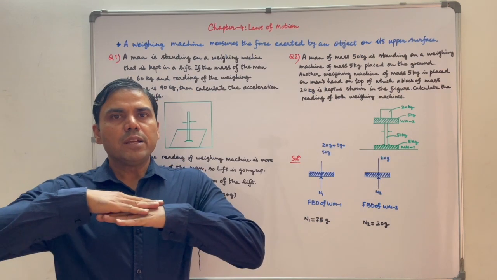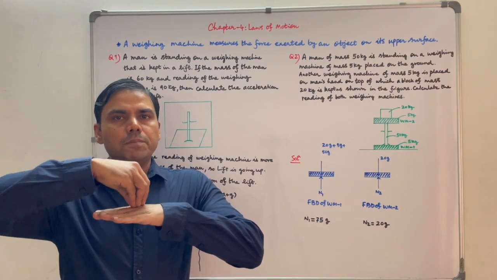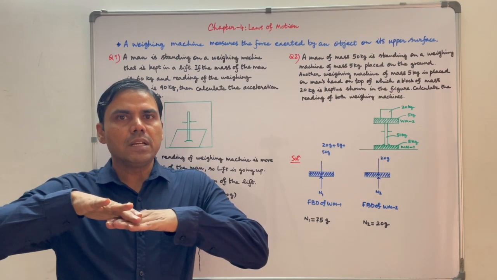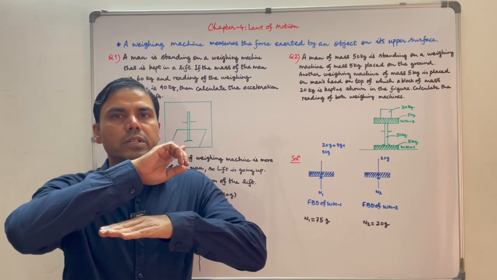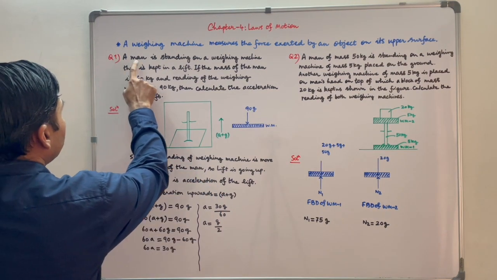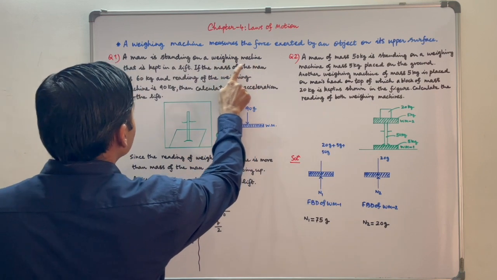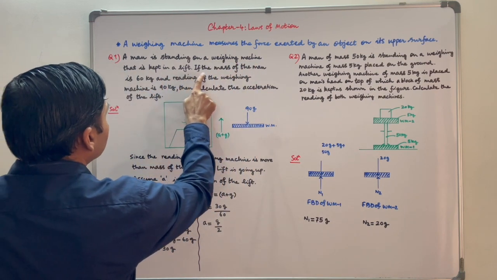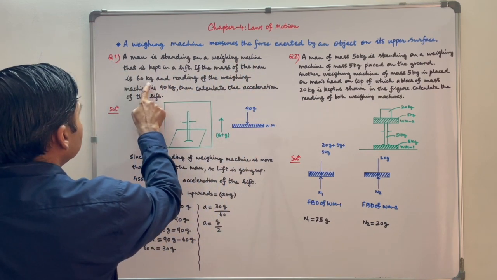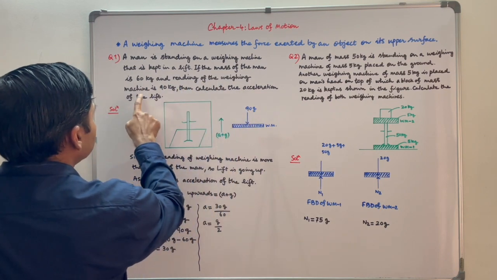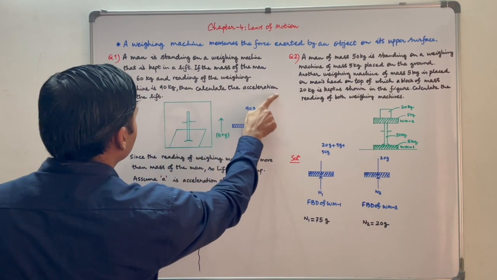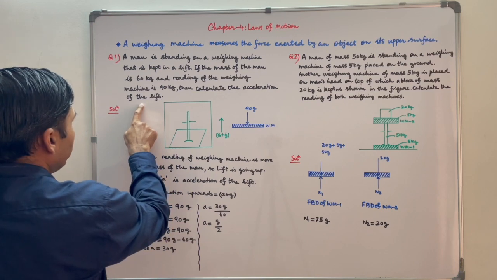A weighing machine measures the force exerted by an object on its upper surface. Let us see a couple of questions based on it. First question, a man is standing on a weighing machine that is kept in a lift. If the mass of the man is 60 kg and the reading of the weighing machine is 90 kg, then calculate the acceleration of the lift.